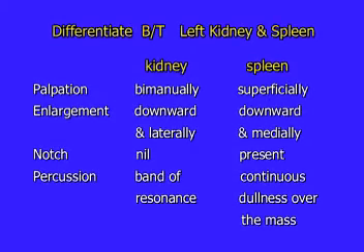How to differentiate left kidney and spleen? For the kidney, the mass can be palpated bimanually. For the spleen, the mass can be palpated in the left hypochondrium superficially. Kidney enlarges downward and laterally, whereas spleen enlarges downward and medially. Spleen has a notch. There is a band of resonance over the left hypochondrium for a kidney mass. For the spleen, there is continuous dullness over the mass.